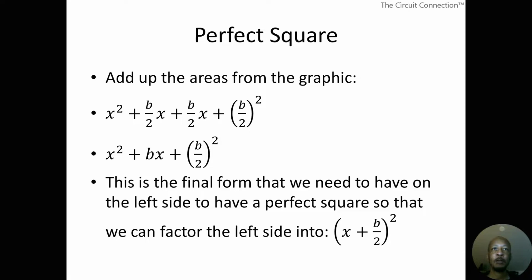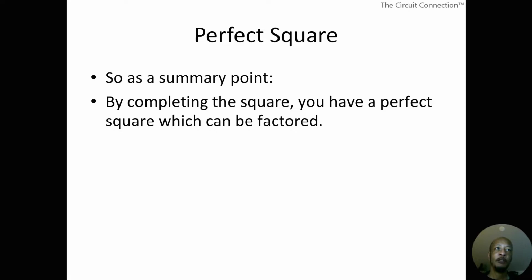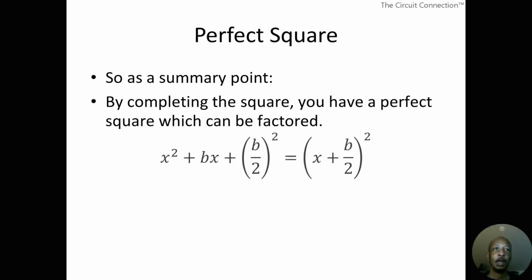So this is the final form that we need to have on the left side to have a perfect square, so that we can factor the left side into x plus b over 2, all of that squared. And that's really the main reason why you're going to complete the square. As a summary point, by completing the square, you have a perfect square which can be factored. And this is the relationship here: x squared plus bx plus b over 2 squared equals x plus b over 2, all of that being squared. So it can be factored into that form.